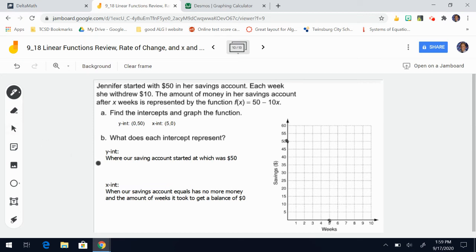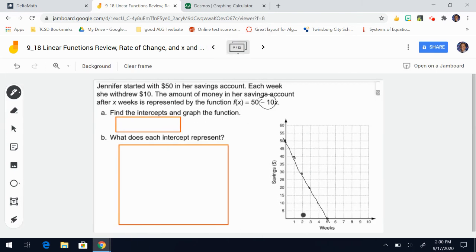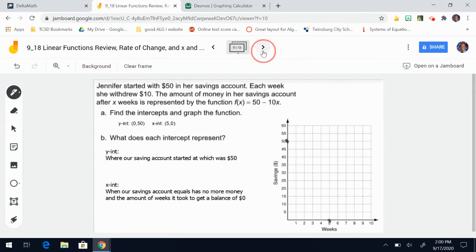The y-intercept is where we started at $50. And then at the x-intercept, if we interpret it, it means that after 5 weeks of spending $10 from 50, we don't have any money left. We're broke. All right. So it took 5 weeks to be broke. But again, if we just look back at this slide, after week 1, we had $40. After week 2, we had $30. We're getting less and less and less. All right. So it's interpreting those meanings.